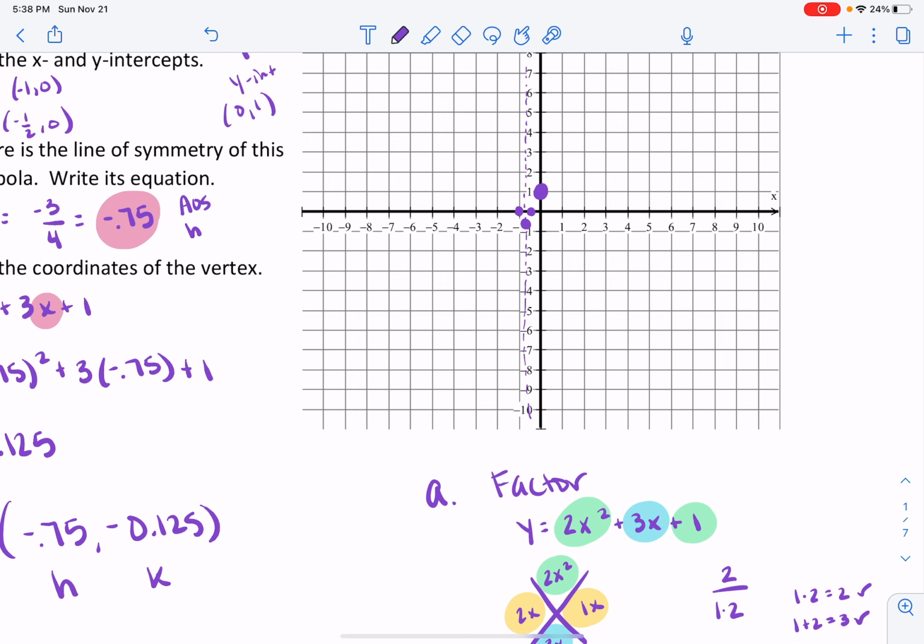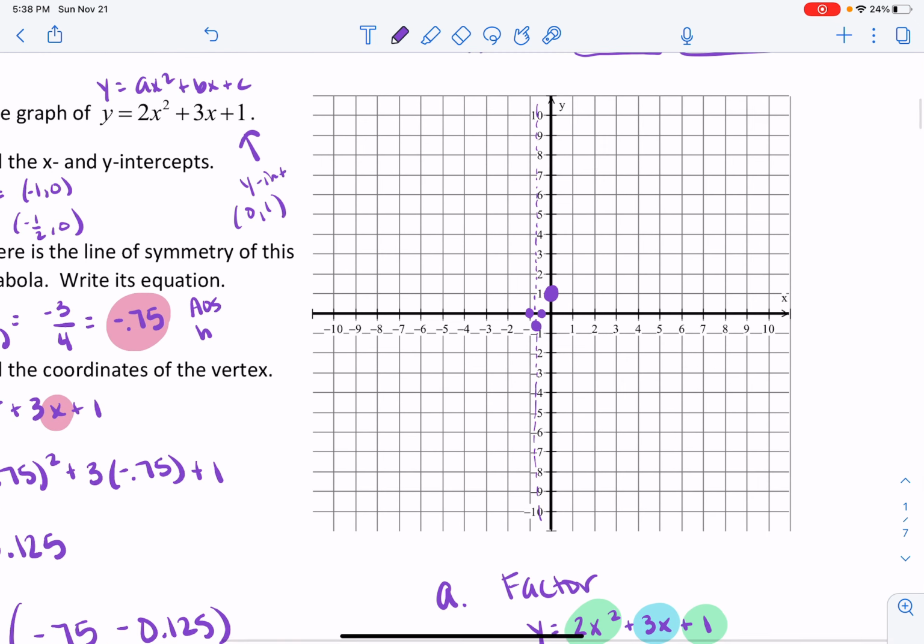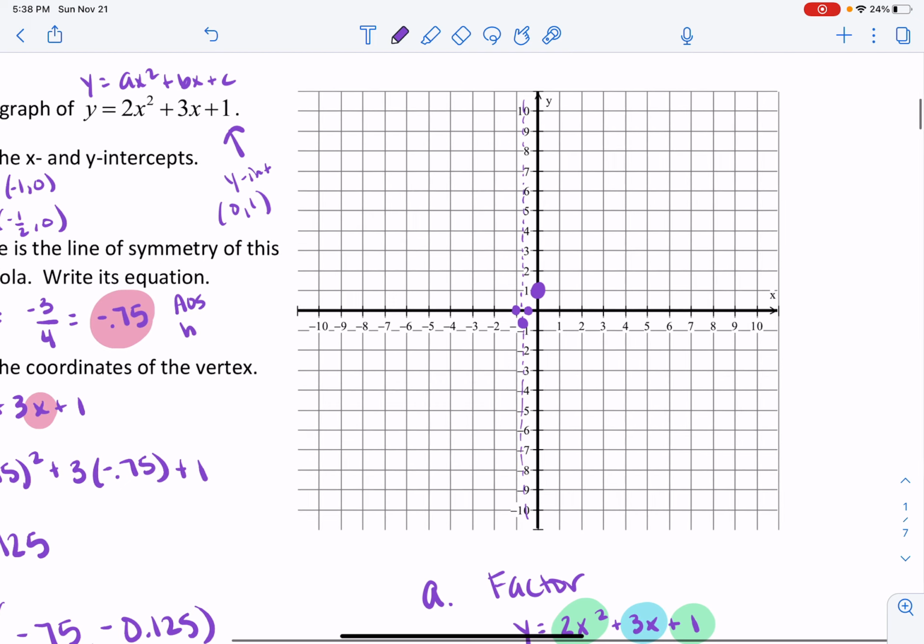Okay. So I'll go ahead and plot that. It's like right in there. And you can go ahead and check Desmos just to get an accurate sketch, but your graph is going to look something like that.